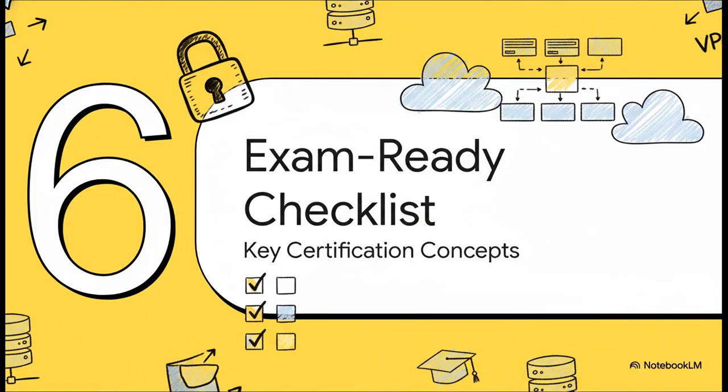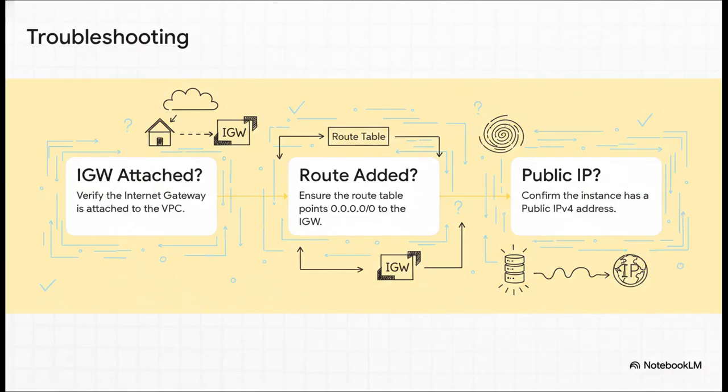And finally, Section 6, the exam-ready checklist. Let's run through the most critical concepts one last time to make sure you're ready to ace this section of the test. You are very likely to get a troubleshooting question. So if they say your EC2 instance in a public subnet can't reach the internet, you check these 3 things, in this order. First, did you actually attach the internet gateway to the VPC?